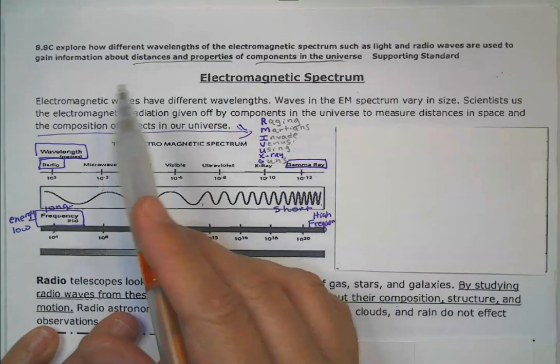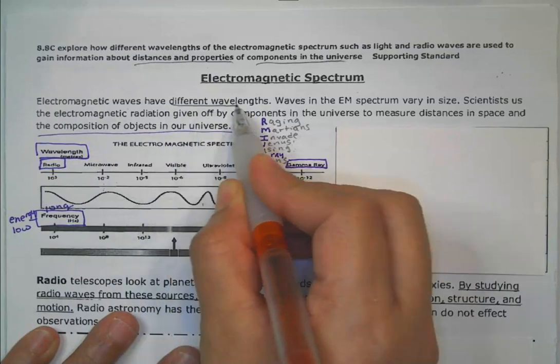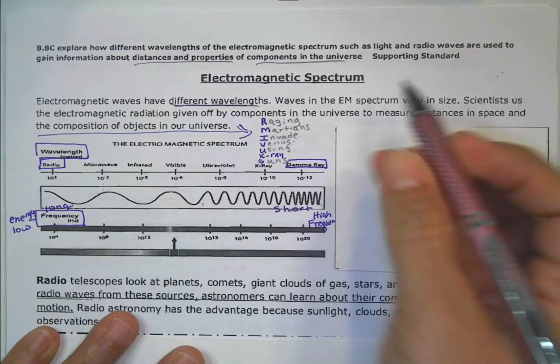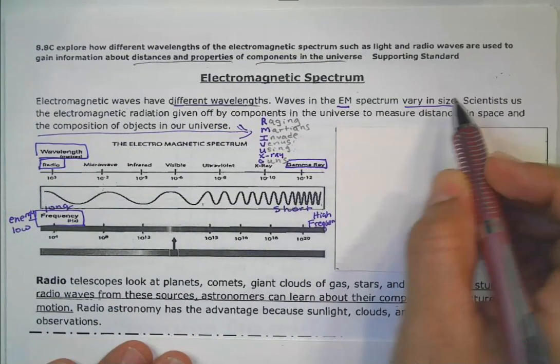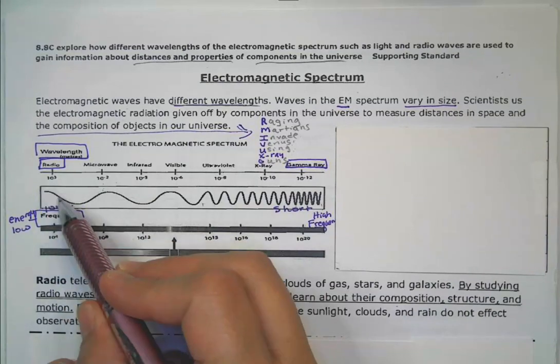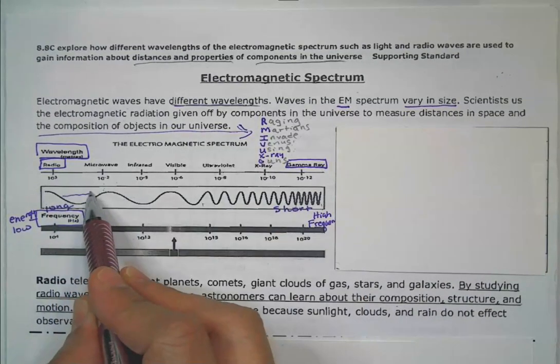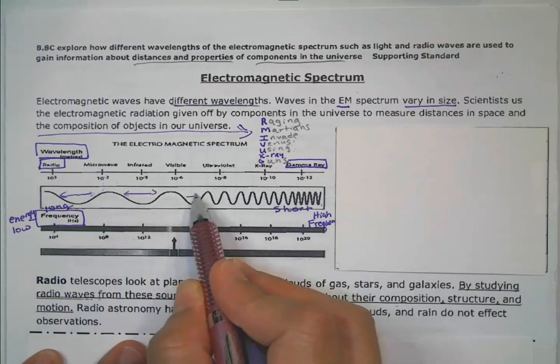It says right here, electromagnetic waves have different wavelengths. Let me get my pen. Waves in the electromagnetic spectrum vary in size, and you can see how we started with the radio waves. They're very wide. When we're talking about the wavelength, like how long does it take from here to here, from here to here, from here to here?